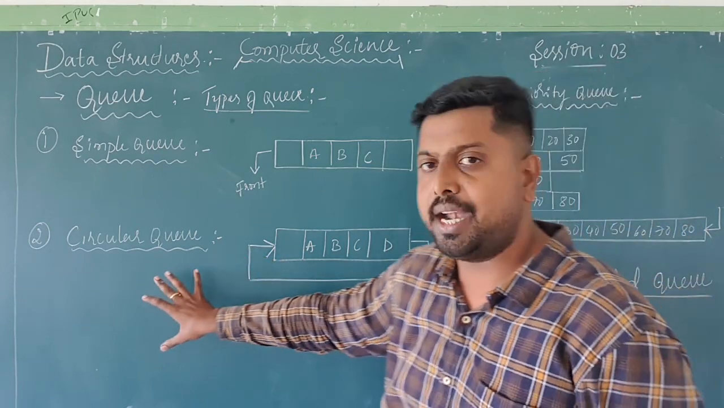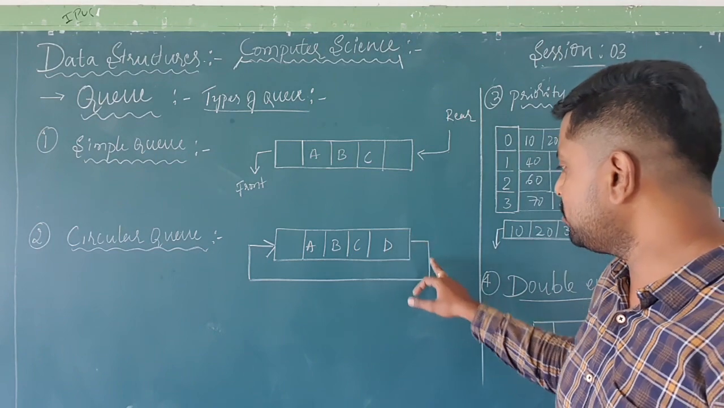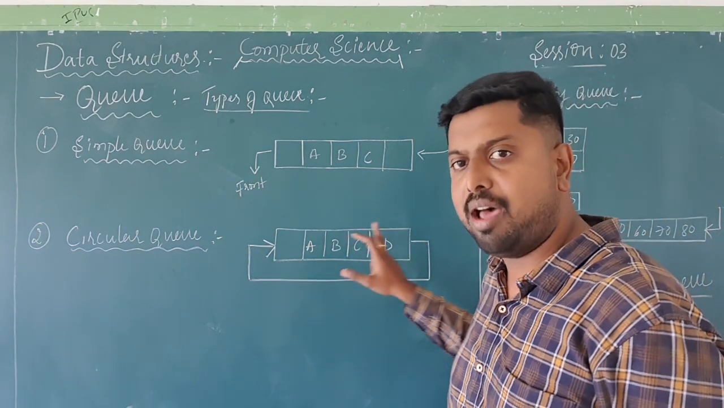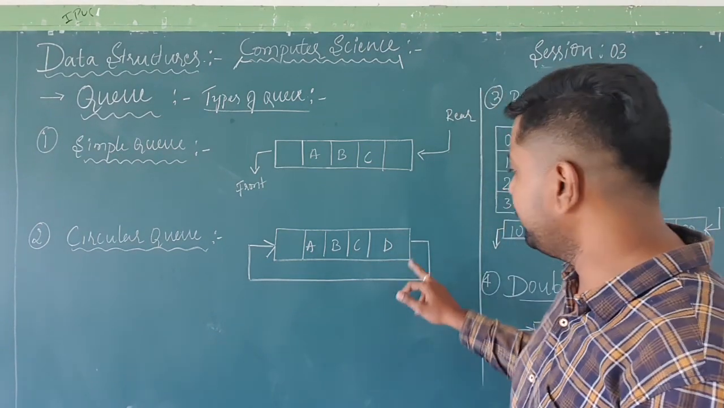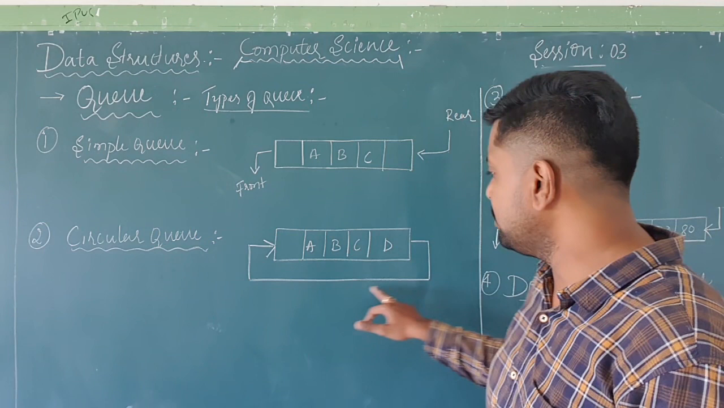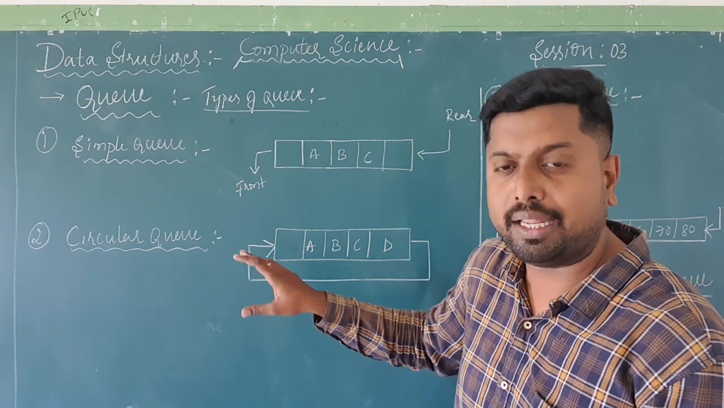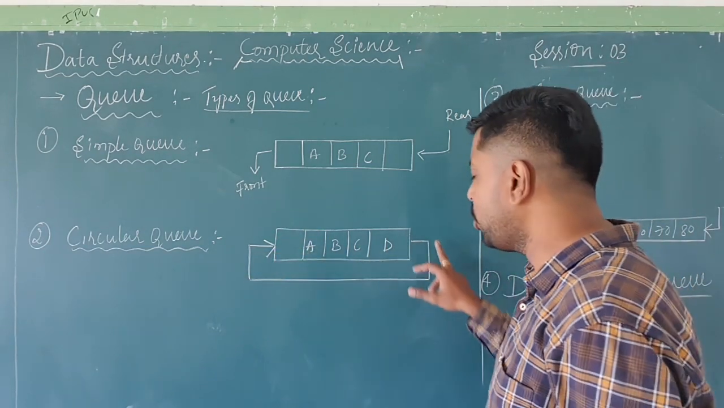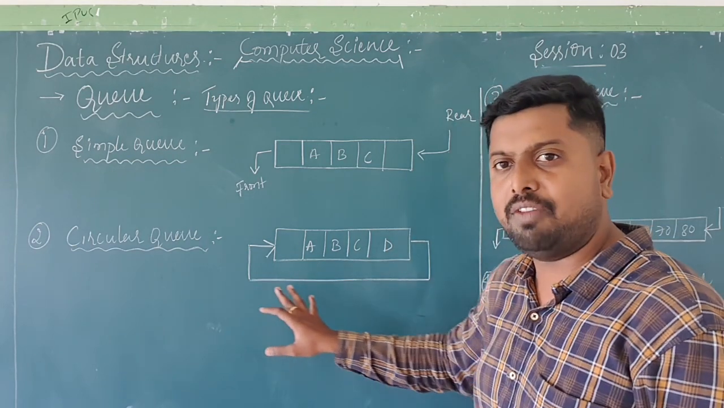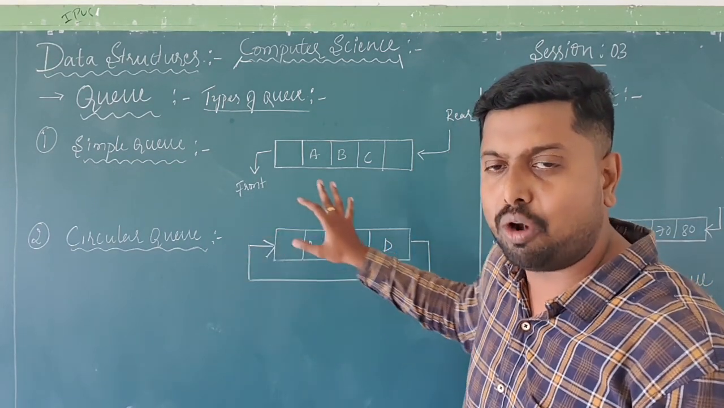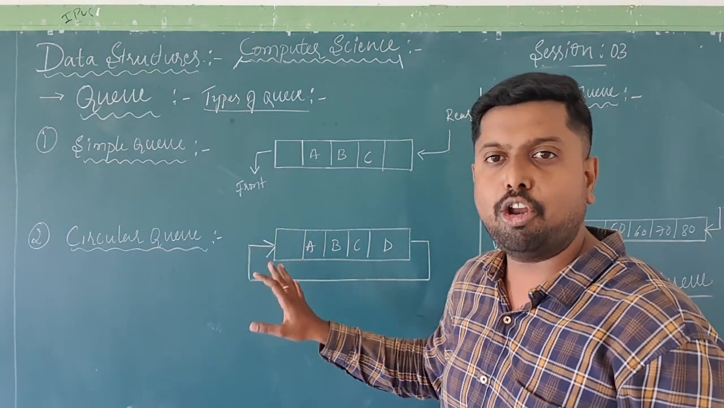Then the second type of the queue is the circular queue. The last node of the queue will follow the first node. Here the last node, D, will follow the first node, A. This is what we call a circular queue. It is a closed type of queue, where the last element follows the first element.